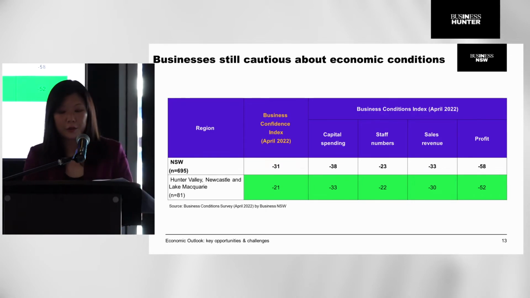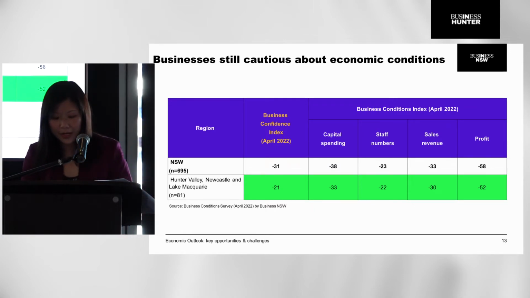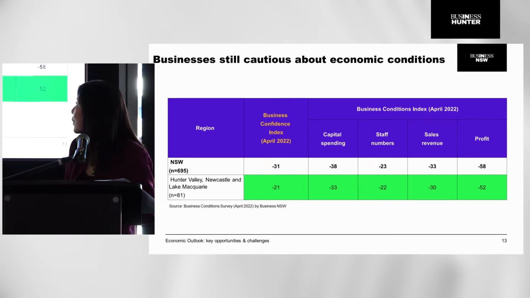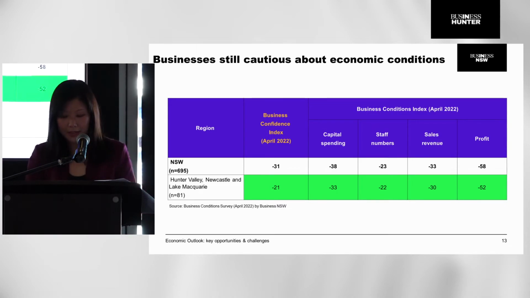So what is the overall level of business confidence? Because that's what our survey always tries to gauge. The table here shows you the business confidence index computed by our team. The index goes from minus 100 to positive 100. Minus 100 is when every respondent is feeling downbeat about the outlook, and positive 100 is when everyone's feeling upbeat about the outlook. So where is confidence at right now? For the state, minus 31, and for the Hunter region, minus 21. So essentially, the business confidence index remains in negative territory, meaning that businesses are still very cautious about the economic outlook.